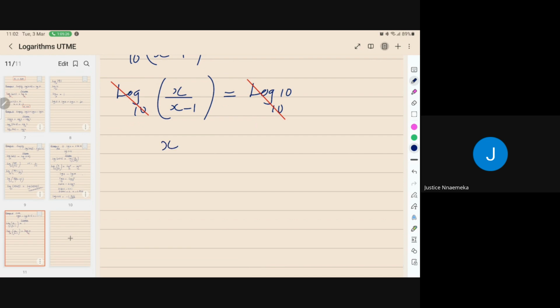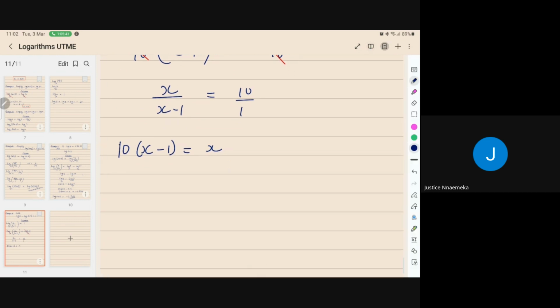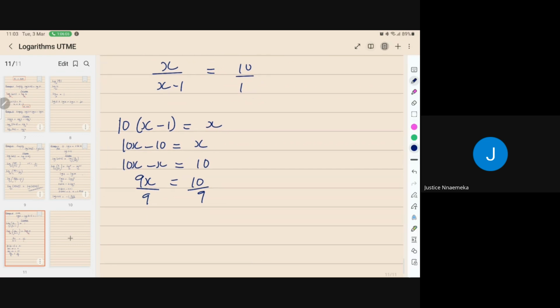We now have just x all over x minus 1 is equal to 10. This is over 1. Then we'll cross multiply. So this will give us 10 times (x minus 1) is equal to x. So when we open our brackets, we're expected to have 10x minus 10 is equal to x. So this is 10x minus x is equal to 10. So this is 9x is equal to 10. So we're going to divide both sides by 9, which is the coefficient of x. And when we do, you're going to realize that the value of our x is now equal to 10 over 9.